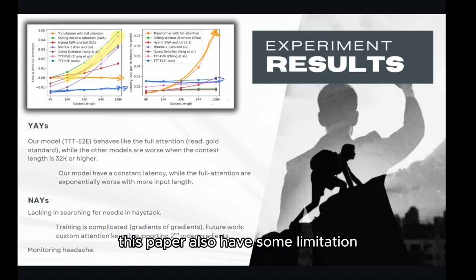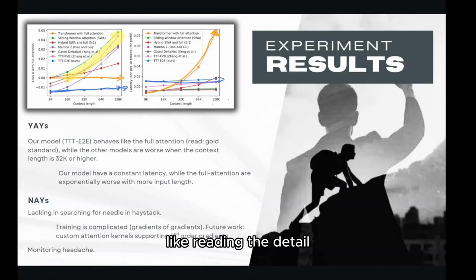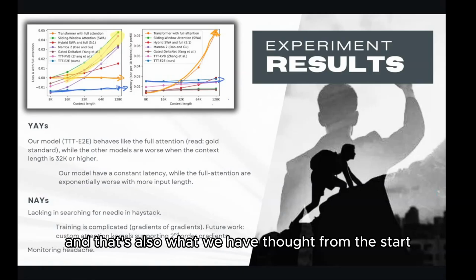However, this paper also has some limitations, right? The first limitation is that it lacks in searching for a needle in a haystack. It means that it's not good with detail. If you ask how many Stevens are in document ABC, it's bad. Maybe I'm giving a bad example as well, but you know what I mean. It's not good at reading the detail.